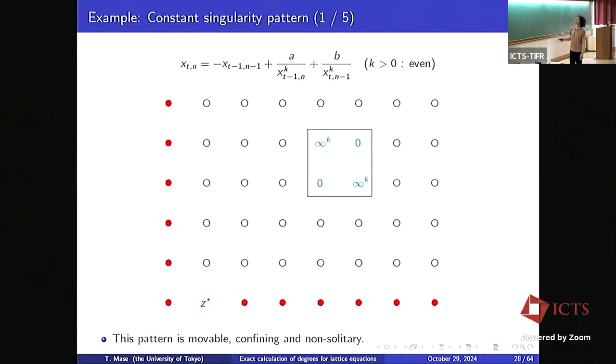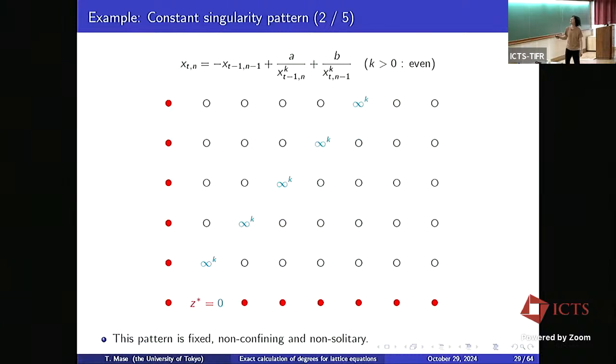Okay, let's look at examples. This is the same equation as before. And this equation has a movable pattern like this. So 4 constant singularities. And this is movable because Z star is not a scalar. And this is confining because there are only 4 singularities. And this is not solitary because there are 4 singularities.